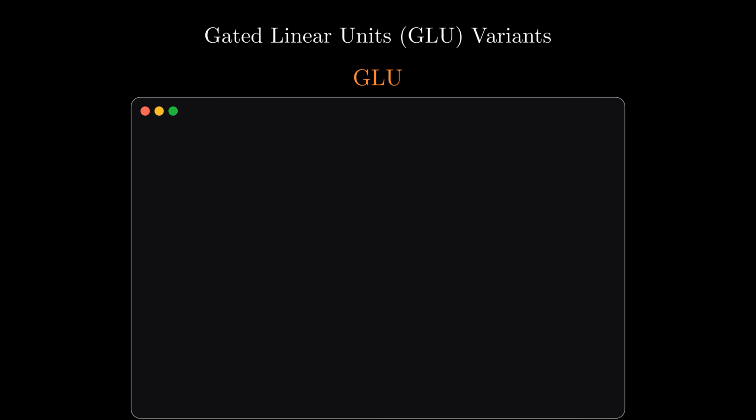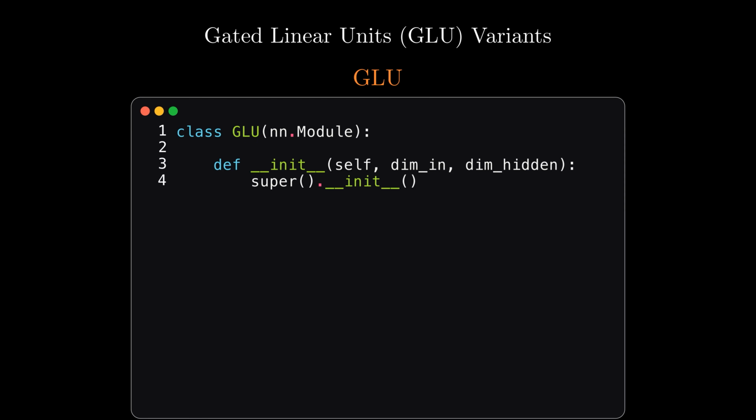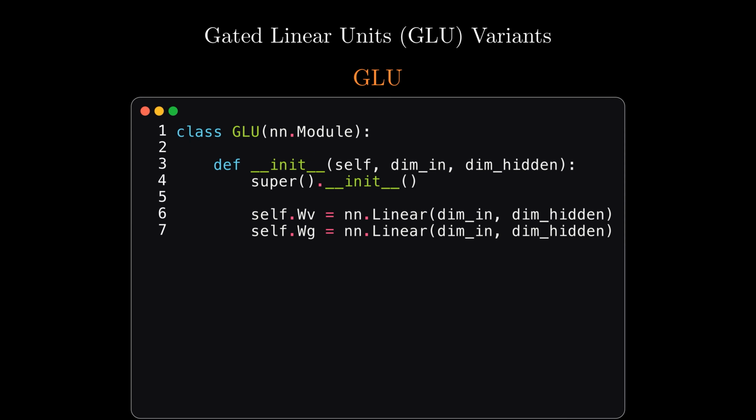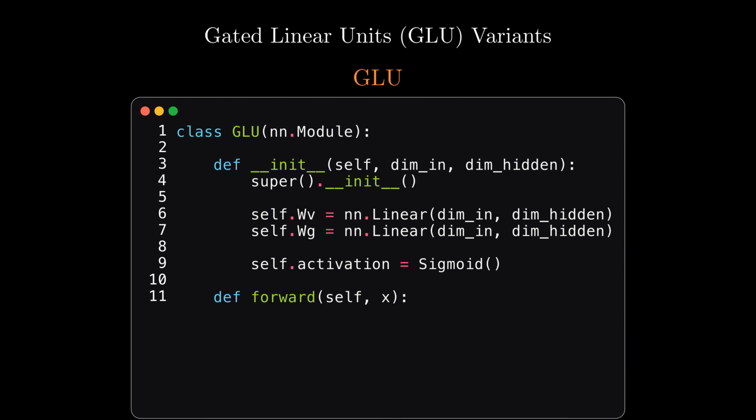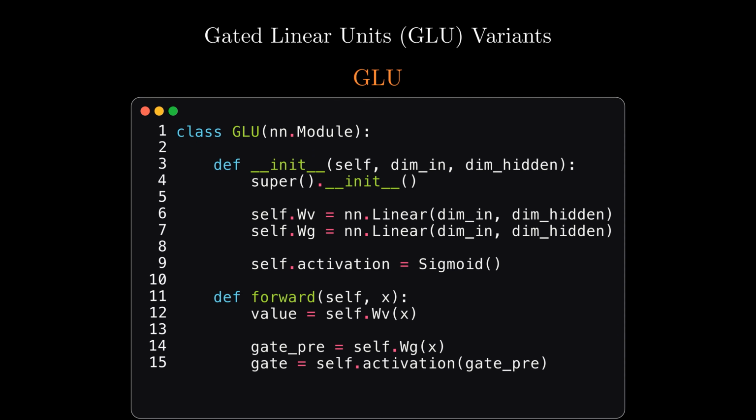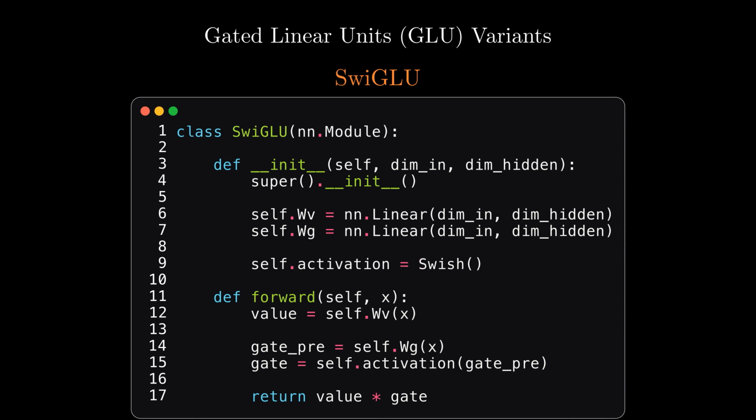For gated linear unit variants, all the implementations are similar. We compute the content vector using a learned weight matrix WV and the pre-activated gate vector using the weight matrix WG. The GLU output is the element-wise product of the content and gate vectors. Replacing different gating functions yields distinct GLU variants, including ReGLU, GEGLU, and SwiGLU.